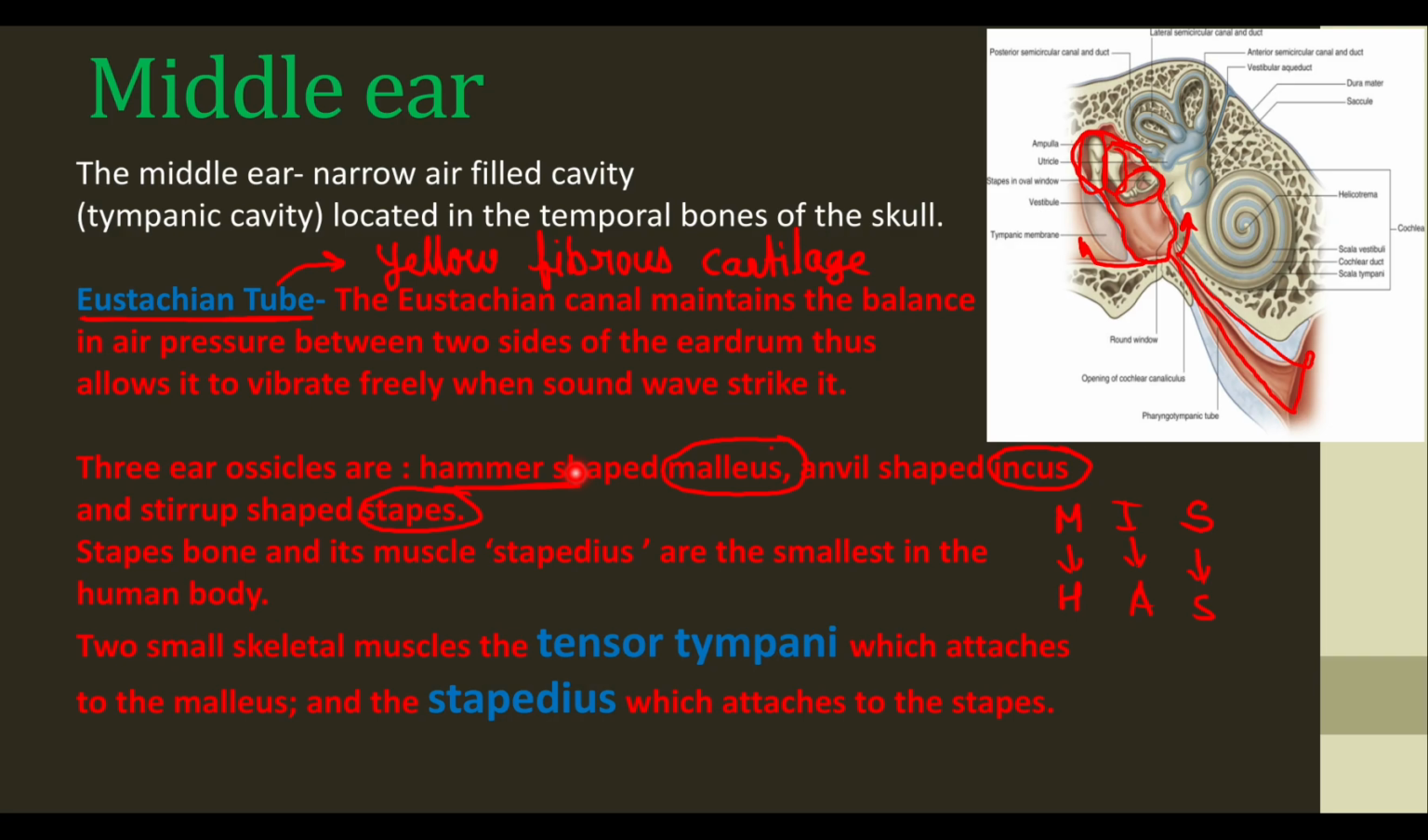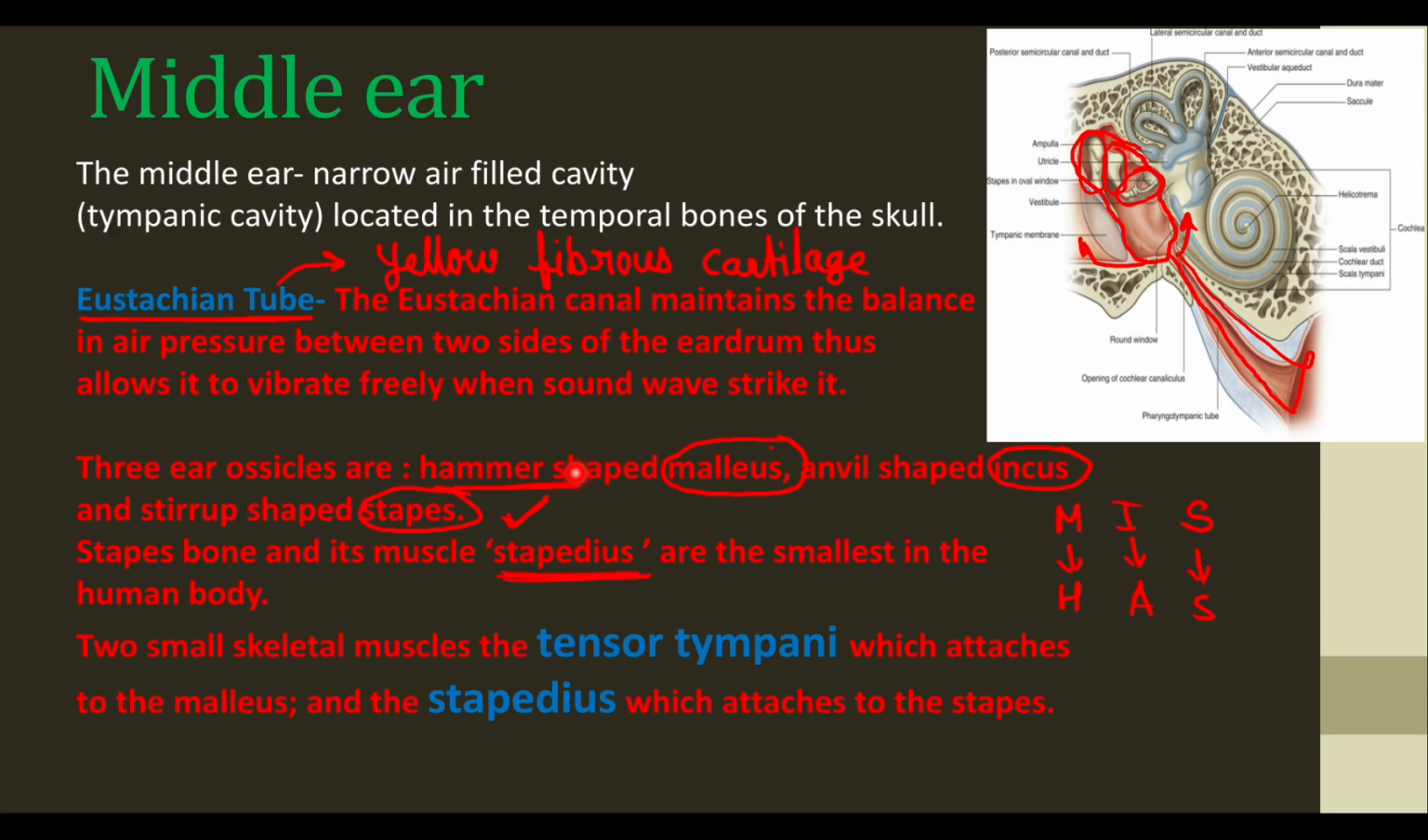Okay, of all these bones, stapes is the smallest bone, and it is connected by a muscle. That muscle is called the stapedius muscle, which is the smallest muscle of our body. Actually, here two small muscles are present. One is the tensor tympani, which is attached to the malleus, and another one is the stapedius, attached to the stapes.